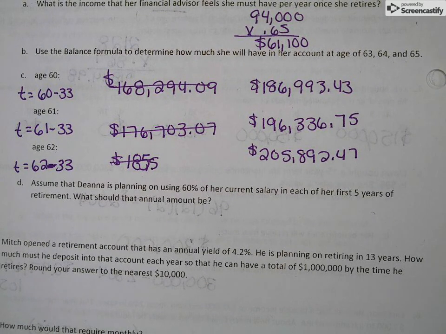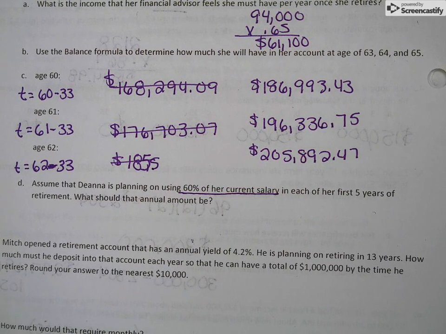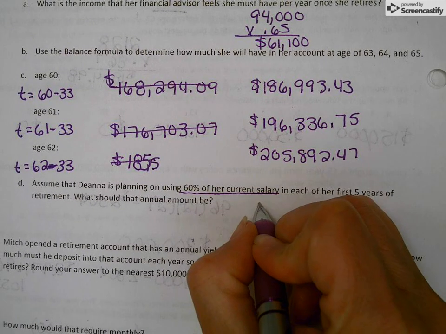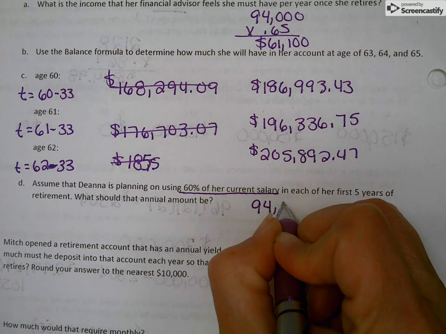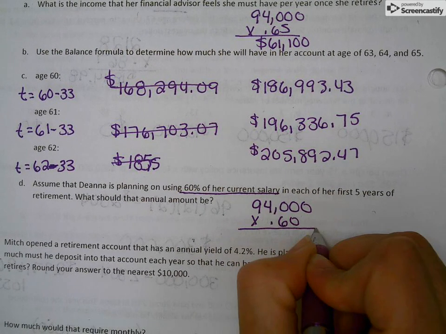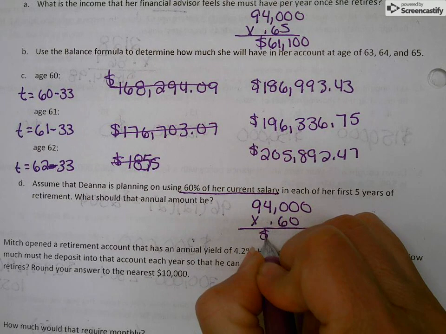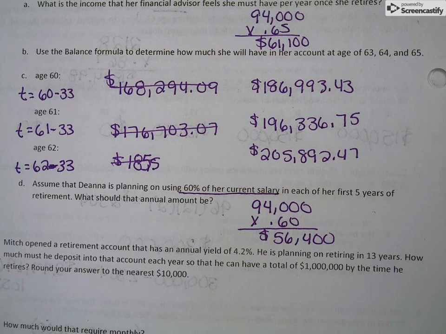Assume that Deanna is planning on using 60% of her current salary in each of her first 5 years of retirement. What should her annual amount be? So we have 94,000 times 60%, and that gives us $56,400.